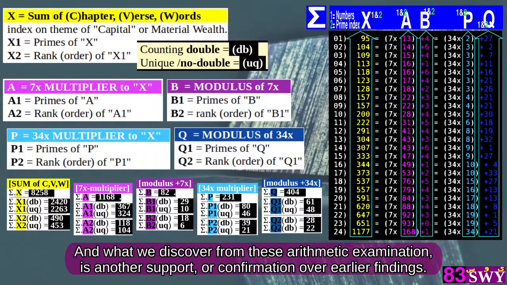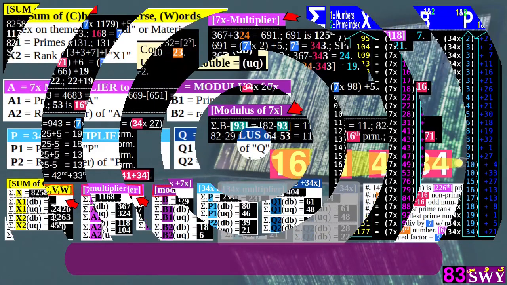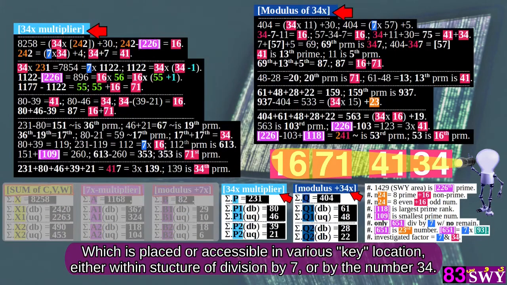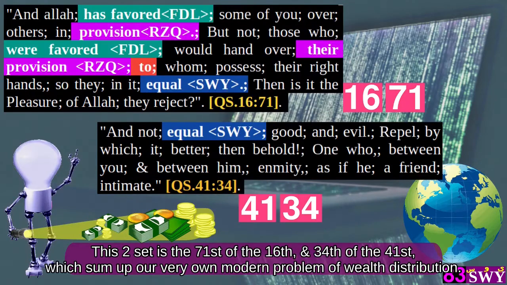And what we discover, from this arithmetic examination, is another support, or confirmation over earlier findings, that all the numbers were algorithmically constructed, to point direction, or focus, toward two sets of verse index, which is placed, or accessible, in various key locations, either within structure of division by 7, or by the number 34. These two sets are the 71st of the 16th, and 34th of the 41st, which sum up our very own modern problem of wealth distribution.